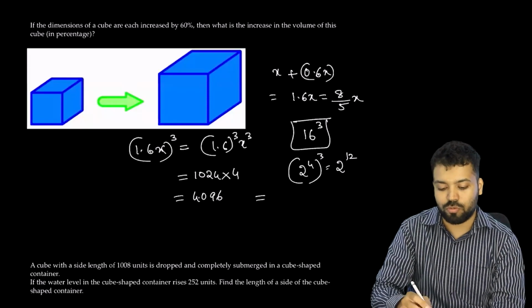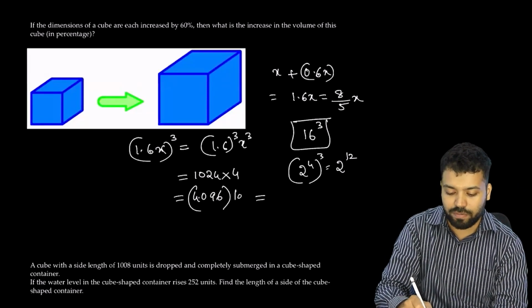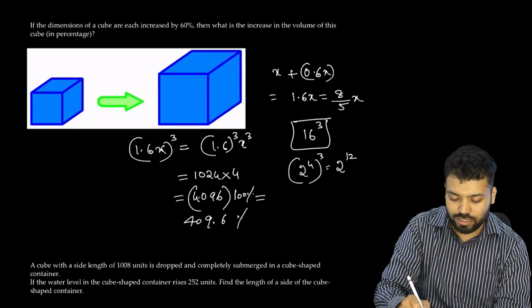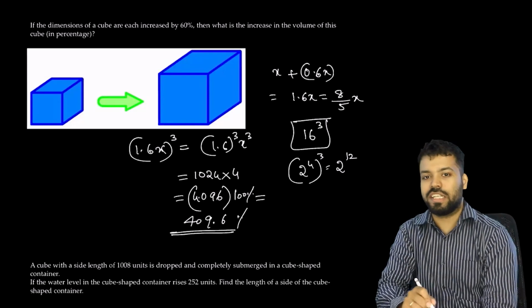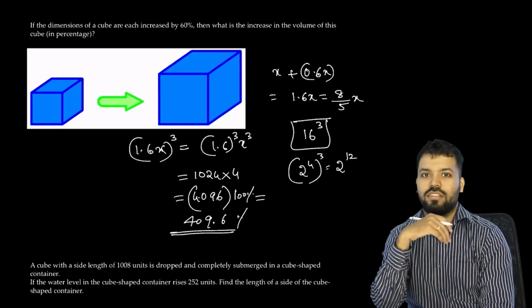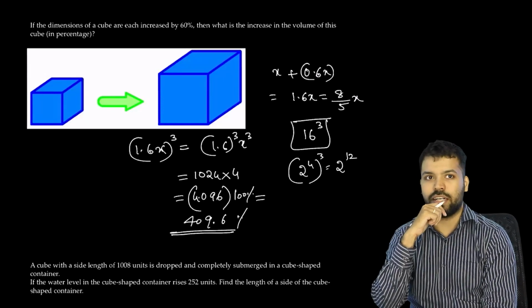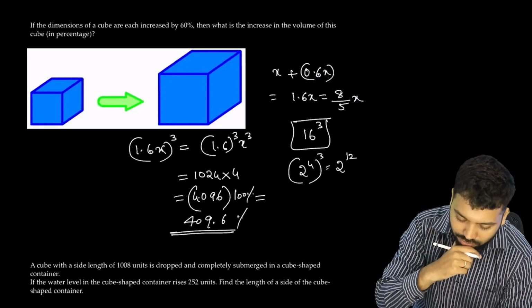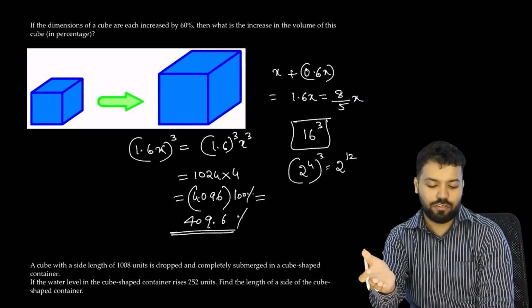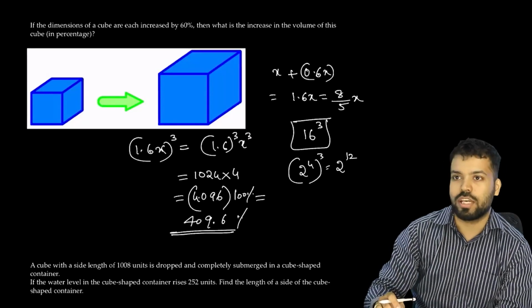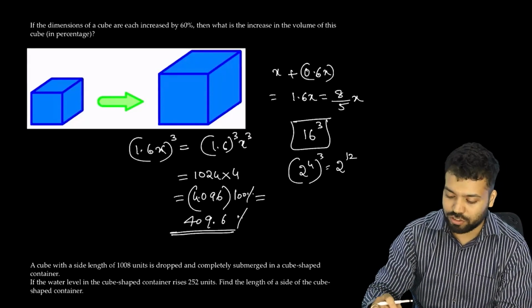So what most of you did was, you multiplied by 100 and wrote it as 409.6%. So you didn't subtract the original volume to get the actual increment. Actual increment is only 309%. Okay, that's the mistake we make. We get the answer and still we read the wrong answer. So you have to be a little bit careful while choosing the answer for an MCQ question.